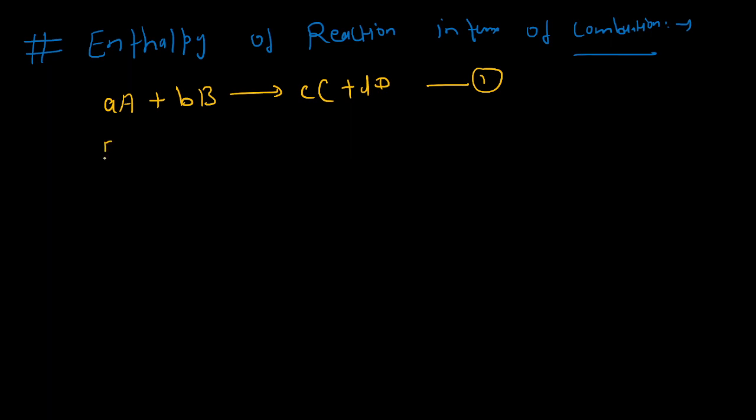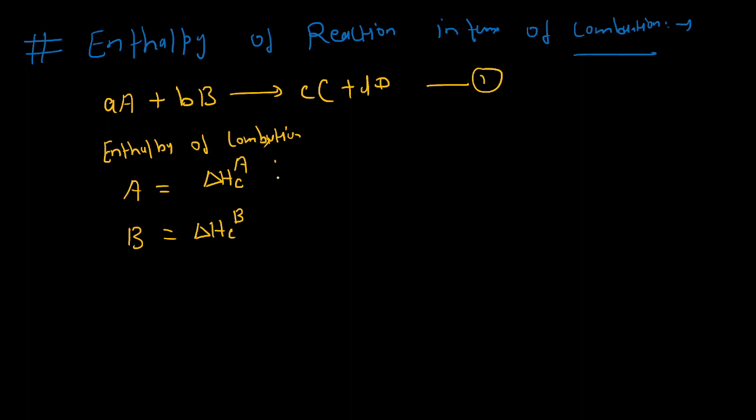So if enthalpy of combustion data for A is given, that is equal to delta H of combustion of A, for B is given delta H of combustion of B, for C is given delta H of combustion of C, and for D is given delta H of combustion of D. All these things are given.